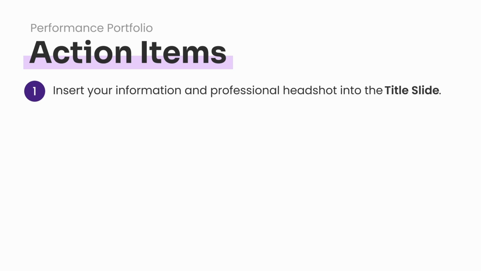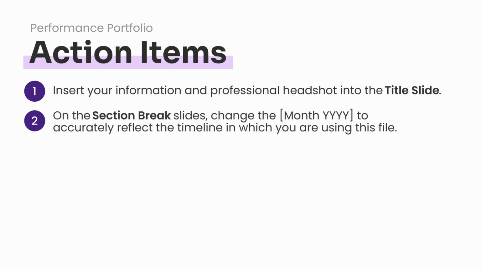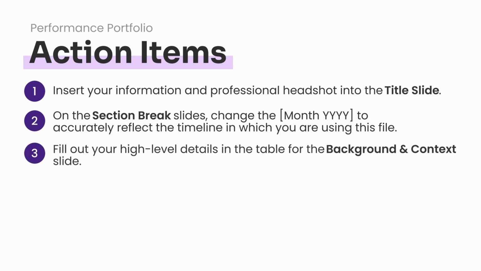Number 2, on the section break slides, those purple slides, change out the proper information for the month and the year so that it accurately reflects the timeline in which you are choosing to use this file. And then number 3, take a minute to fill out your high-level details in the table for the background and context slide. This is going to be helpful just over time for you to have at your fingertips.